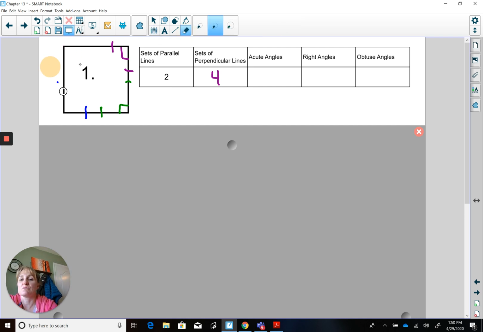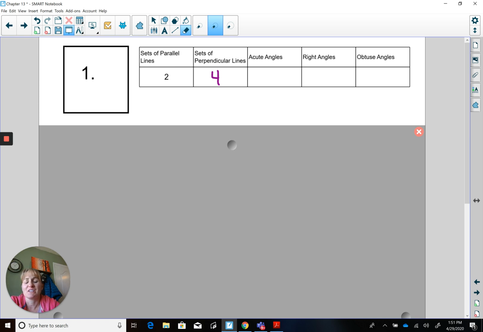Now, we're going to move on to angles. The first one in the chart is acute angles. They're less than... I don't know why that ball is bouncing around. There we go. Disappear. It's possessed. Okay, so acute angles. What do we have here that would be acute?